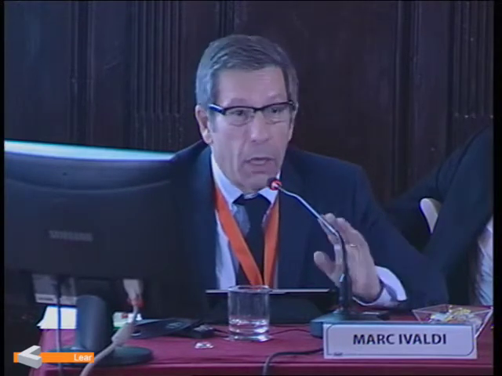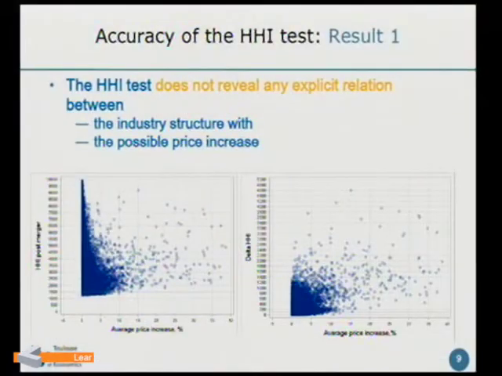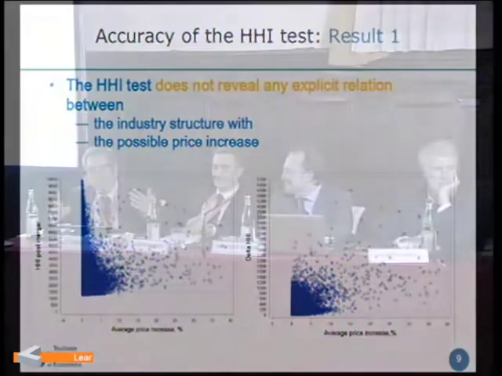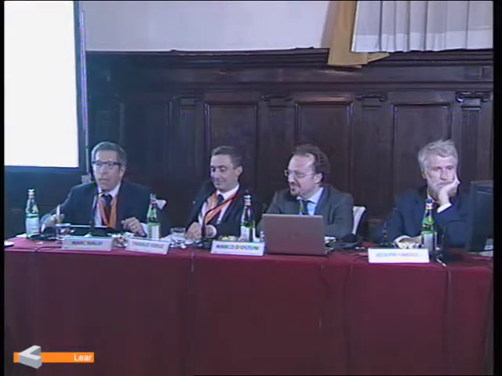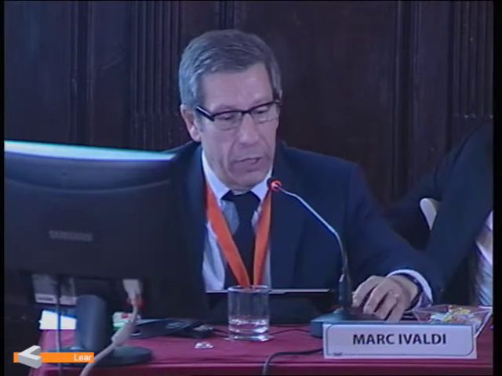Basically, you can say everything you want with the HHI. Okay, so you see, at the end of the day, if you compute on average the correlation between the industry structure and the possible price increase, there is no correlation. It doesn't mean that you cannot use it, but it means that, of course, the levels of type 1 error and type 2 error are very strong if you use HHI.